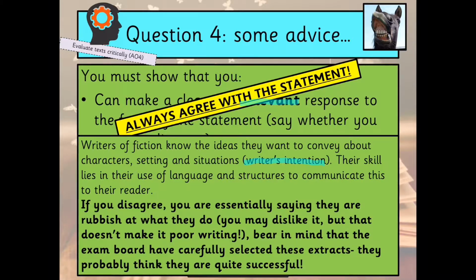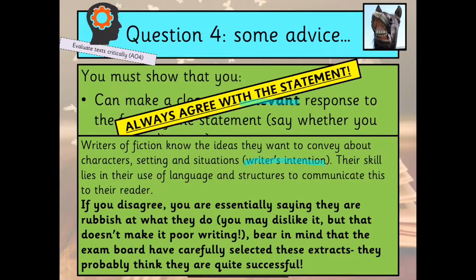The skill of fiction writers lies in their use of language and structures, their choice of words and the way they put them together. If you disagree with a statement, you're essentially saying that writers of fiction aren't very good. You're essentially saying that the writer who has written the source for your exam didn't really know what they are doing. That is not the same thing as disliking something.